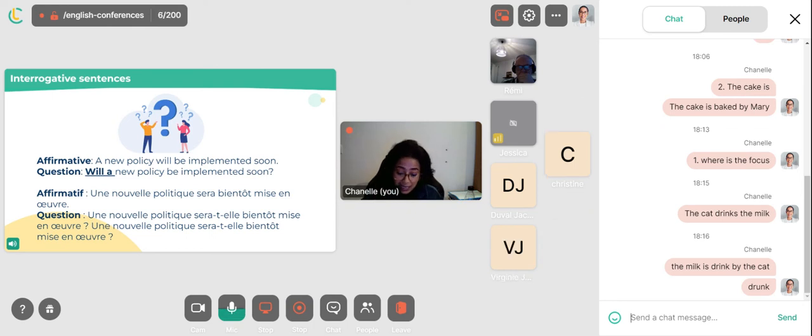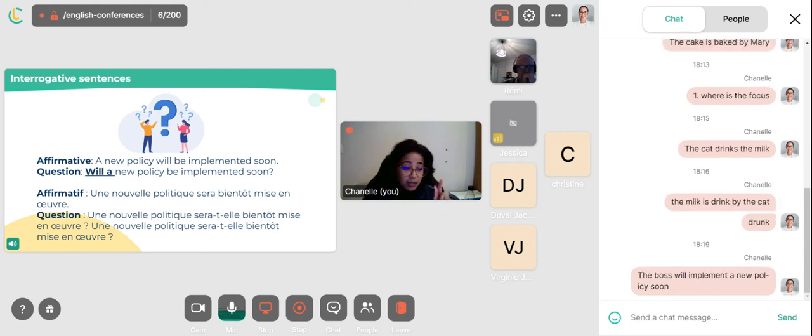So I can say the boss will implement a new policy soon. So that is the active voice. The boss will implement a new policy soon. Voix passive, a new policy will be implemented soon. I can add by the boss. So what will my question be? Will a new policy be implemented soon?